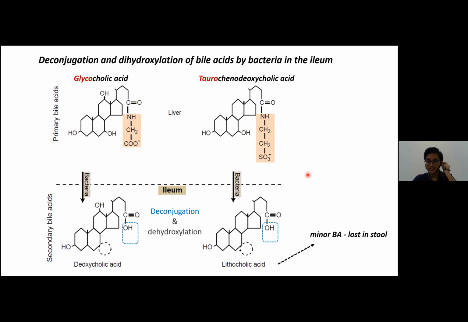Or should I repeat this step? Just one quick thing, right? So cholic acid, which is made from cholesterol after all the hydroxylation, then becomes glycocholic acid. After it's done doing its job, it goes back to the ileum to go back to the liver. So after deconjugation and dehydroxylation, it becomes deoxycholic acid and lithocholic acid.